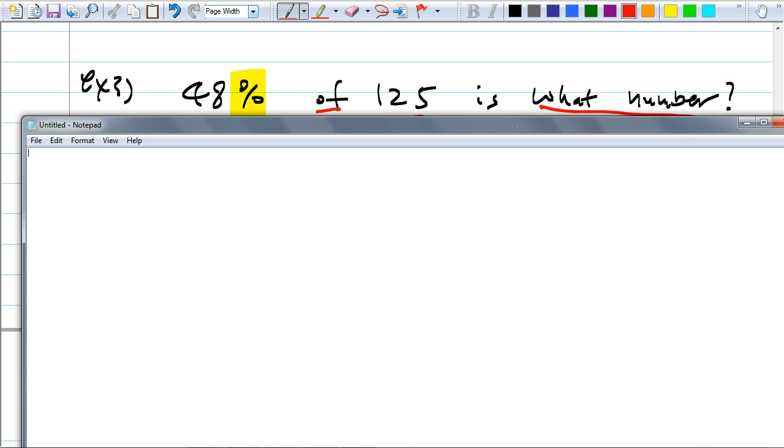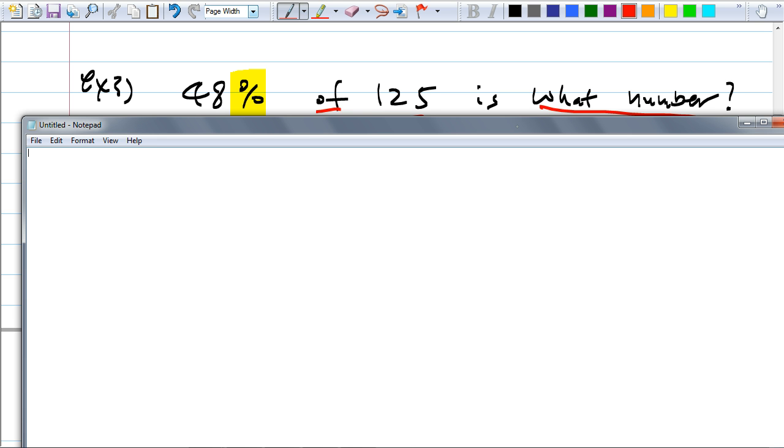All right. But again, this is also helpful when we get problems like this. 48% of 125 is what number? So I'm kind of getting ready for you to do problems like this. 48% of 125 is what number? Something like this, okay? Again, I want you to now translate this into an equation. And it turns out it gets really, really simple when you do.